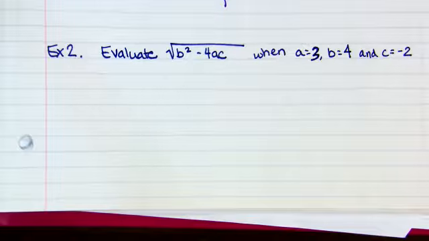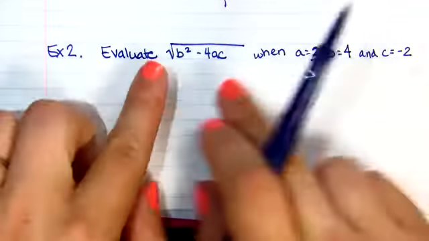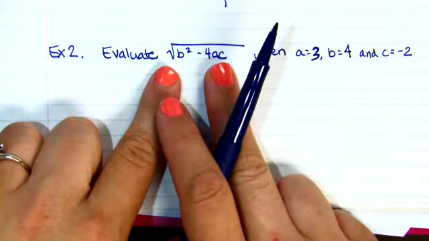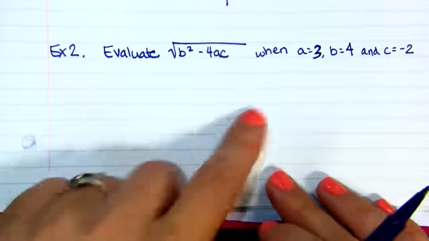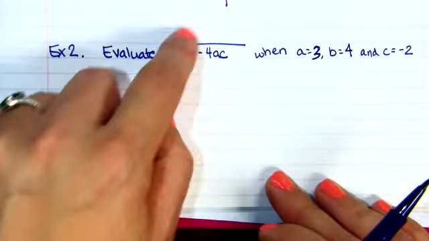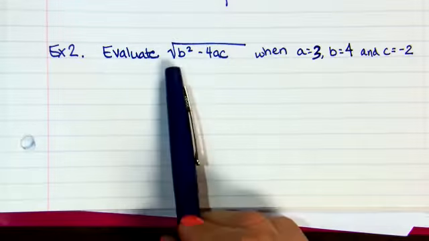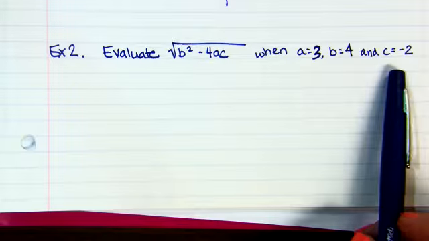Now for my next example, I have a square root with variables right now, and I'm going to evaluate this. This square root of b squared minus 4ac is something that's going to come up again when we talk about quadratics. For now, it just looks like a totally random thing, but you're actually going to be using this a ton later on this year. So I want to evaluate this square root when a equals 3, b equals 4, and c equals -2.